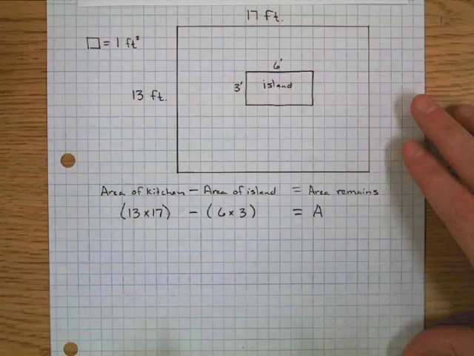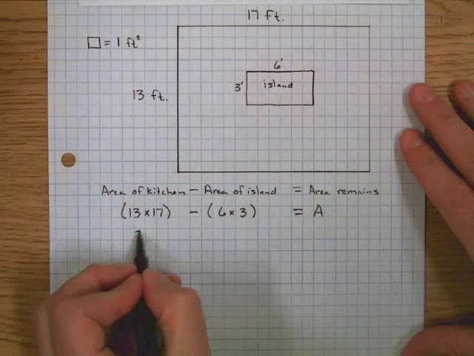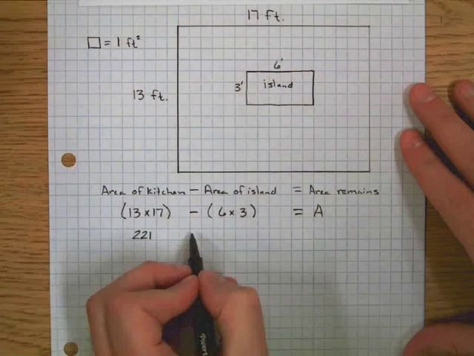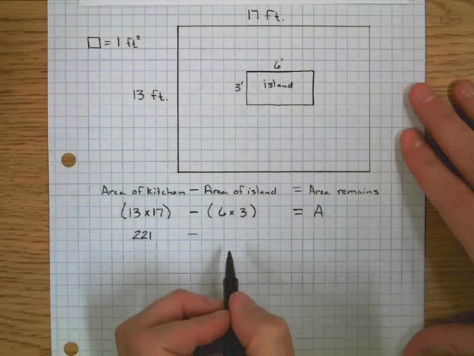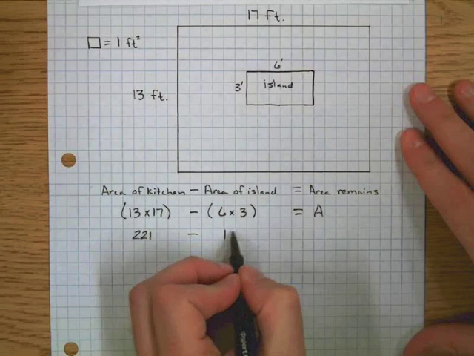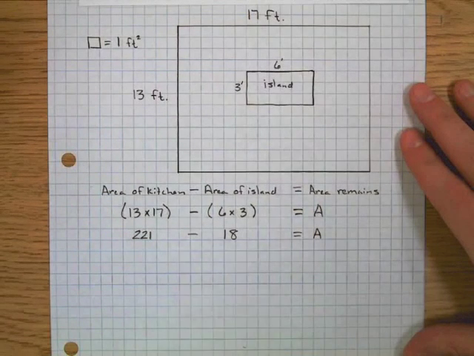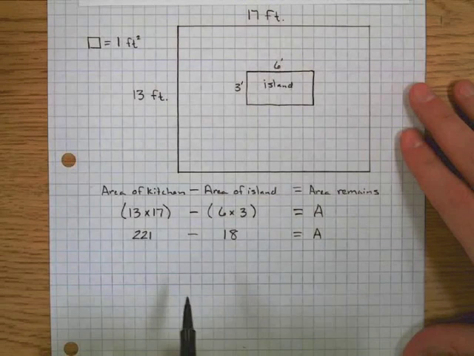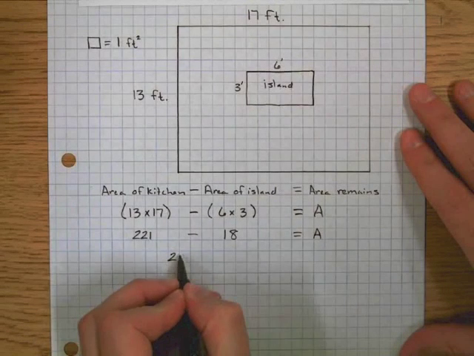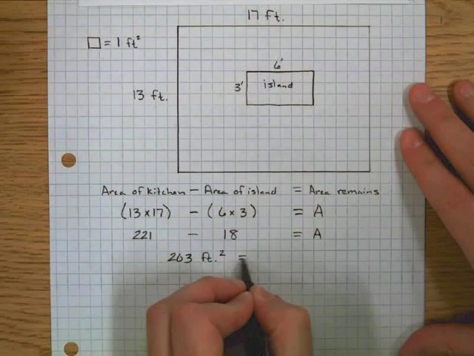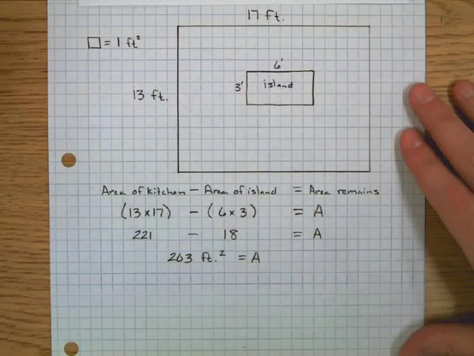Well, 13 times 17, if I multiply that out, that comes up to 221 square feet. And I'm going to subtract out 6 times 3, which is 18 square feet, leaving me with the area. And 221 minus 18 comes out to be 203 square feet. And that is the remaining area.